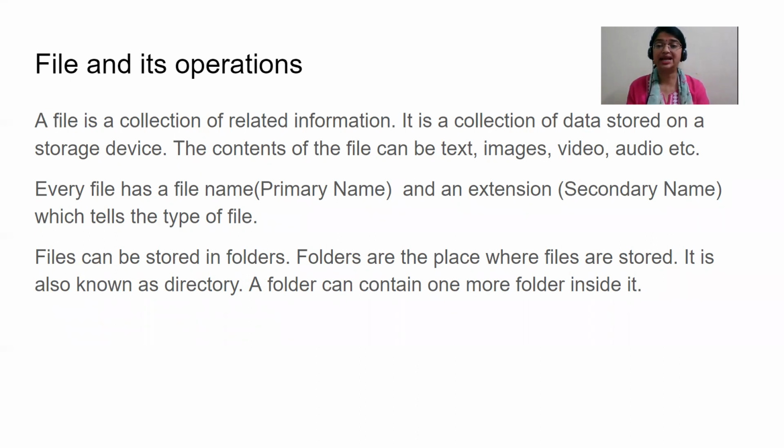And there is something called a secondary name, which is the extension of the file, which tells what type of file it is. Suppose if the extension is .doc, then I come to know that it's a document file. If the extension is .jpg, then I know that it's an image file. Suppose the extension of the file is .ppt, then I know that it is a PowerPoint presentation file. So along with the name, the extension is also very important in order to identify what type of file it is.